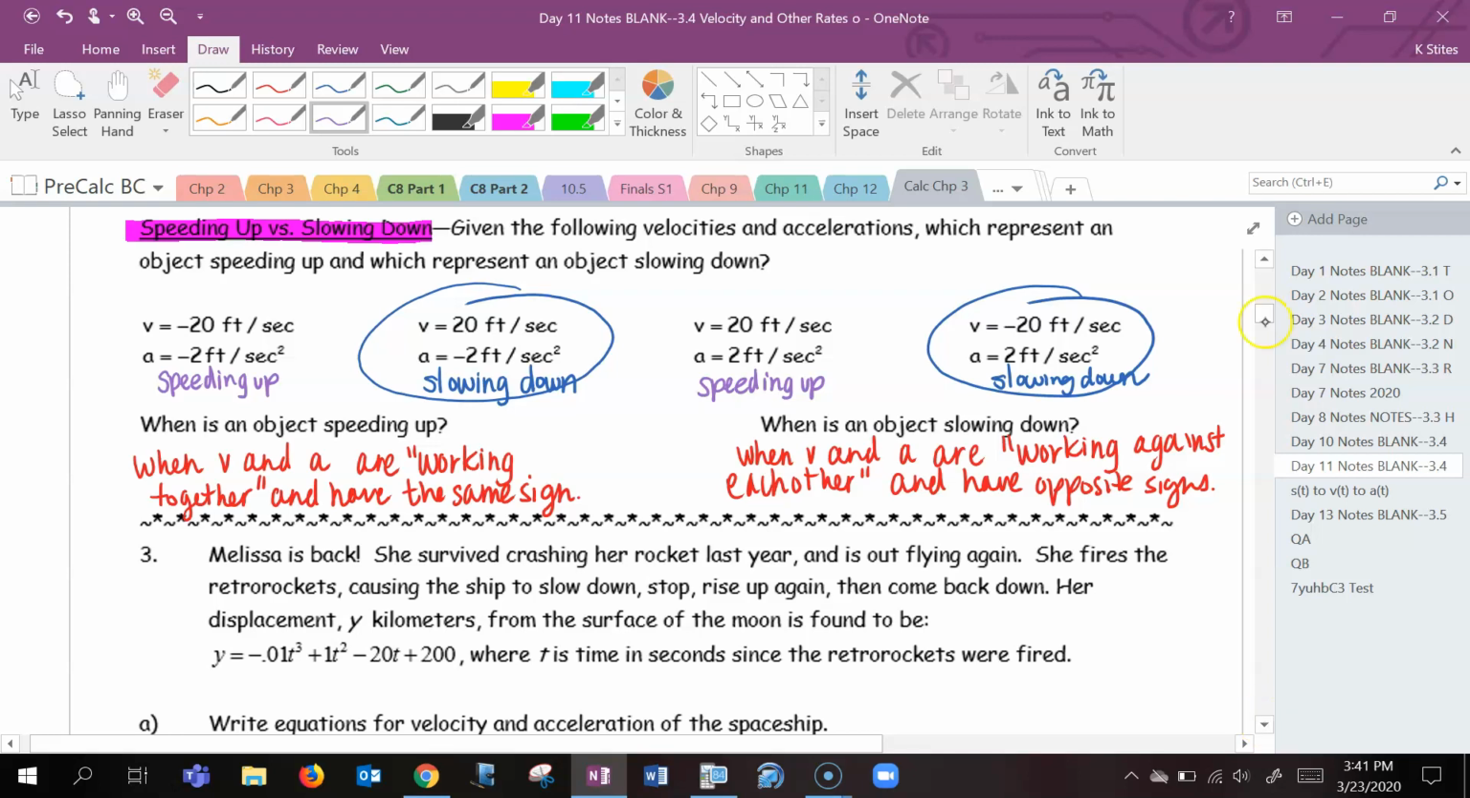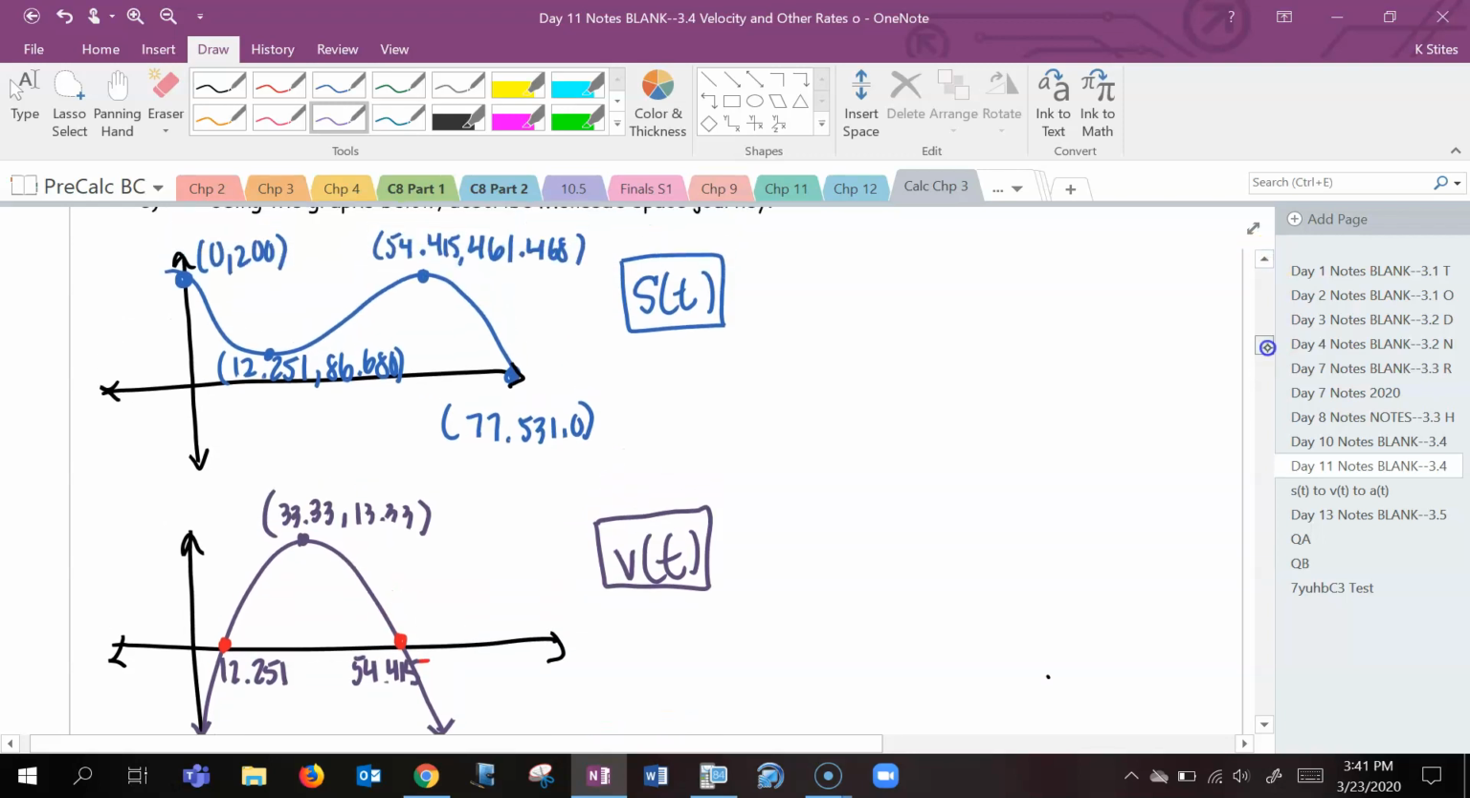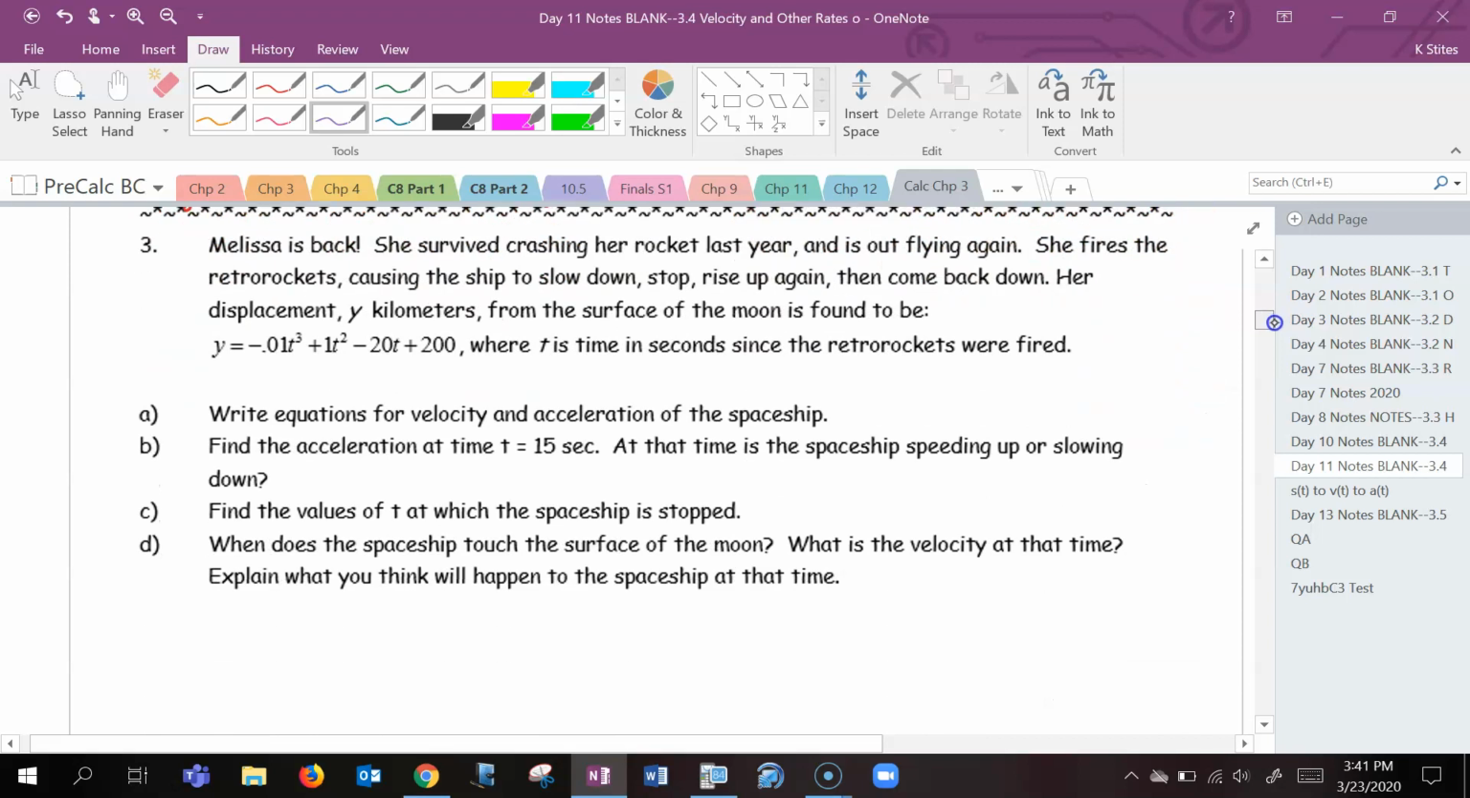All right, so this brings us to our last problem. It is going to take us a little bit, and then we're going to look at that other document that I showed you that I'm going to post on Canvas that I mentioned at the beginning. So Melissa is back. She survived crashing her rocket last year, and she is out flying again. Good for Melissa. She fires her retro rockets, causing the ship to slow down, stop, rise up again, and then come back down. Her displacement from the surface of the moon is this. All right, so this is position. Write equations for velocity and acceleration of the spaceship.